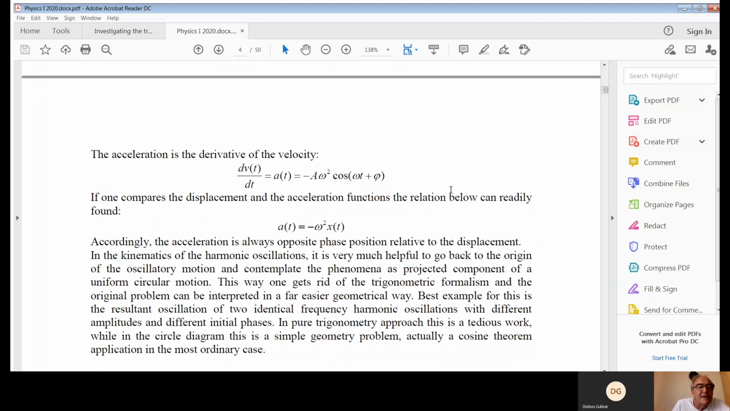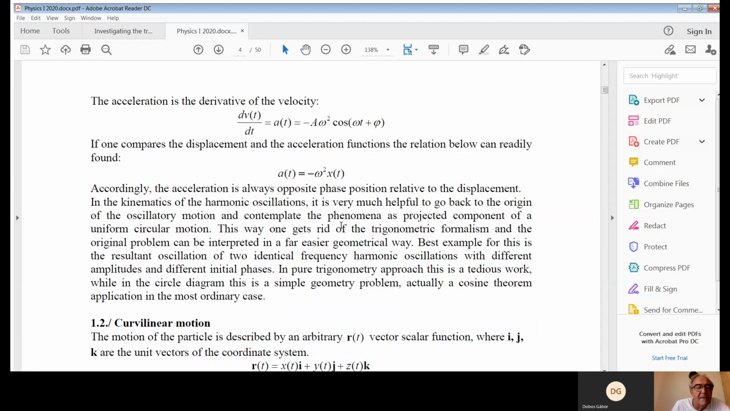The acceleration is the derivative of the velocity. Again, here comes the derivation. We differentiate this one more, another omega comes over here, and it goes under the square. Now we find that this is A omega squared cosine, and now we substitute x of t equals A cosine. So the acceleration will be negative omega squared times the displacement.